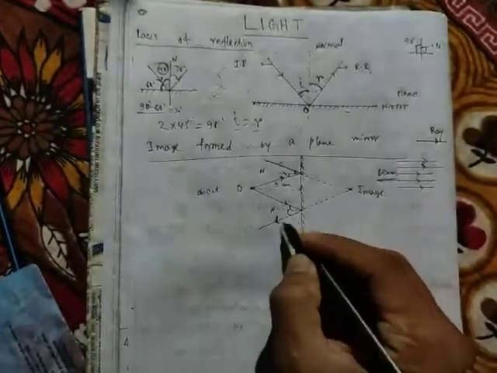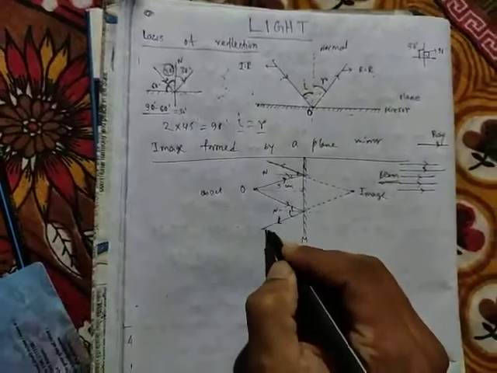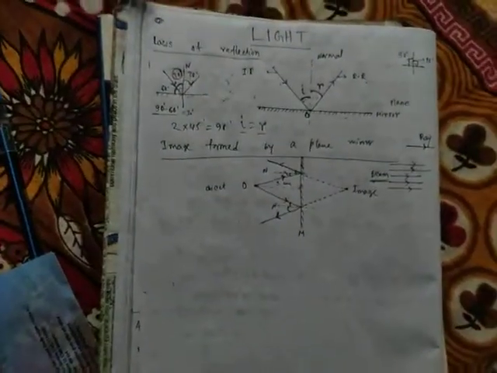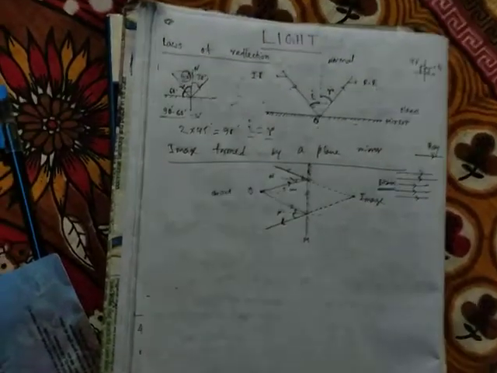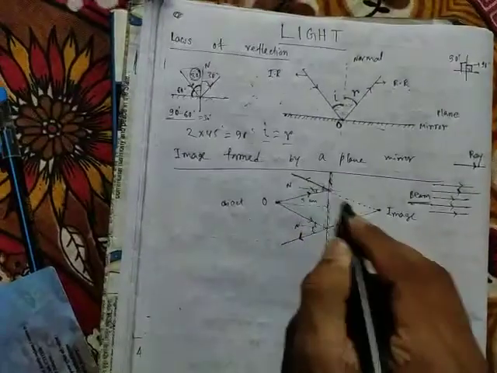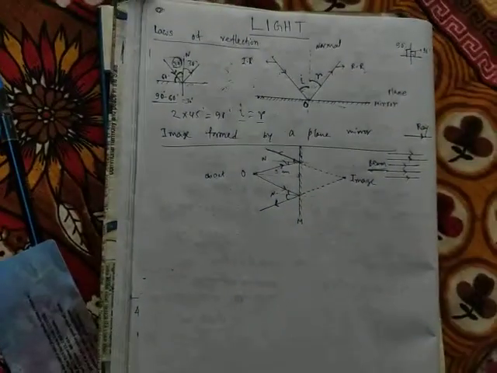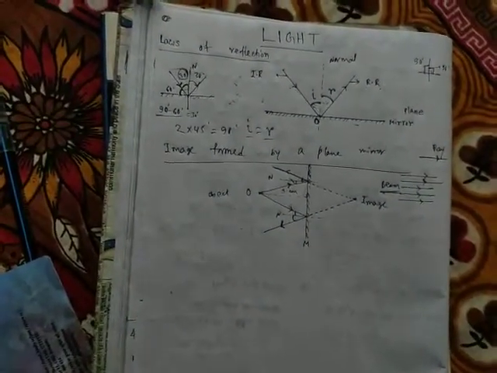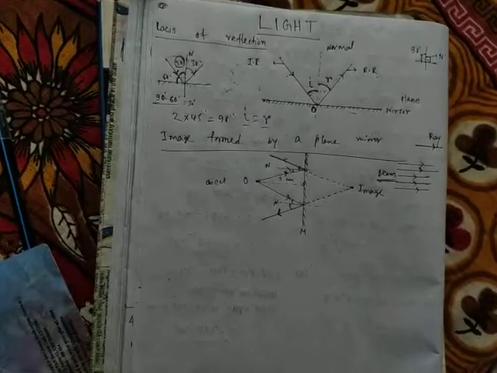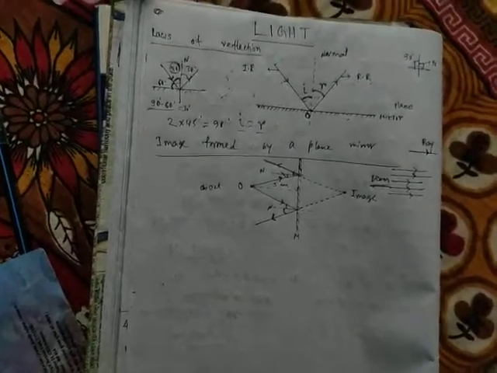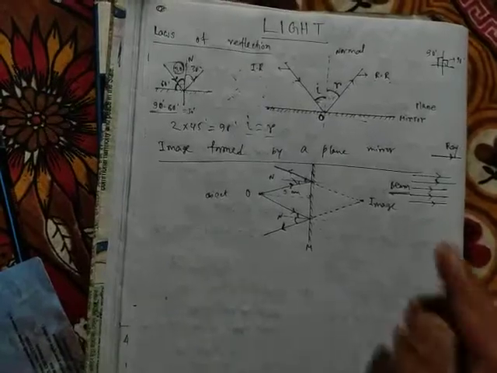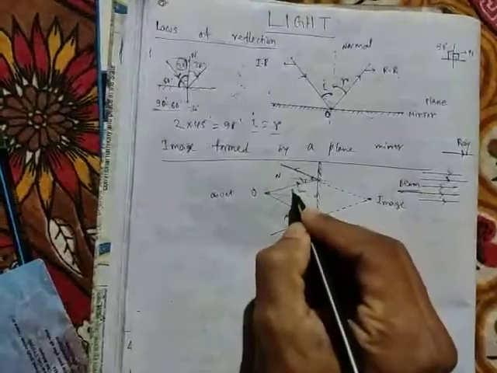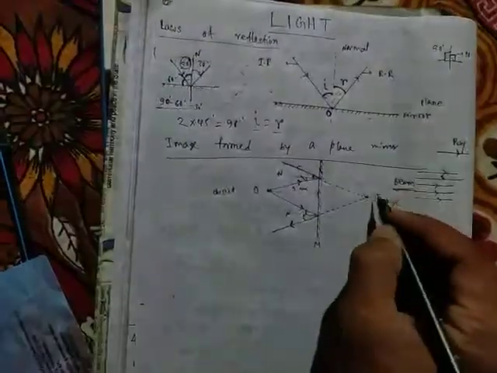Why have I drawn the reflected ray? Because the reflected ray will form the image, not the incident ray. Reflected rays will form the image. That's why I have drawn the reflected rays in the backward direction. If you have observed, when I showed you that the distance is 3 centimeter, I had taken this point already.